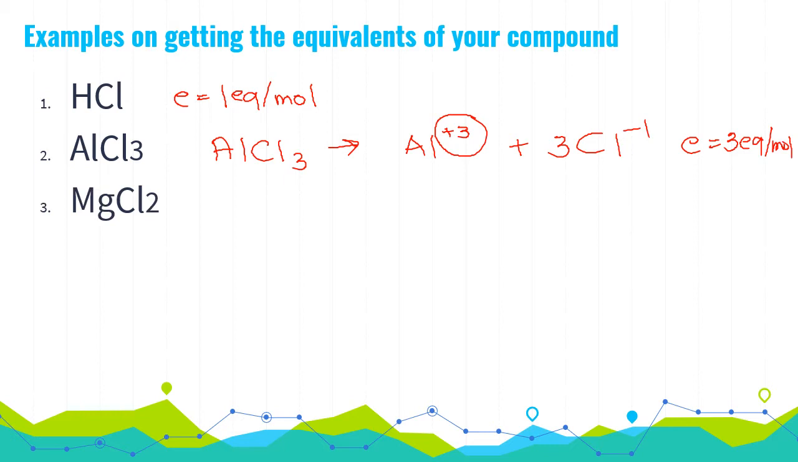Next, we have another salt in the name of your magnesium chloride. If magnesium chloride dissociates, we will have your magnesium ion at positive 2 plus your chlorine ion negative 1. To balance out the reaction, we will have 2 as the number before your chlorine to balance out 3 atoms on your reactant side and 3 atoms on your product side. Therefore, our equivalent unit is 2, as this is the charge of our positive ion.